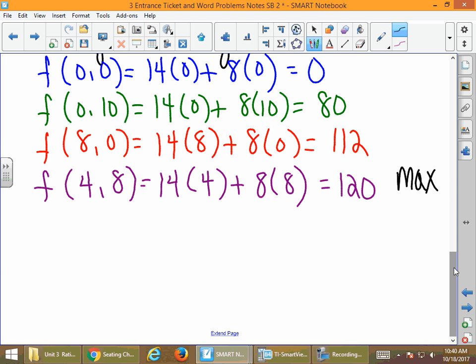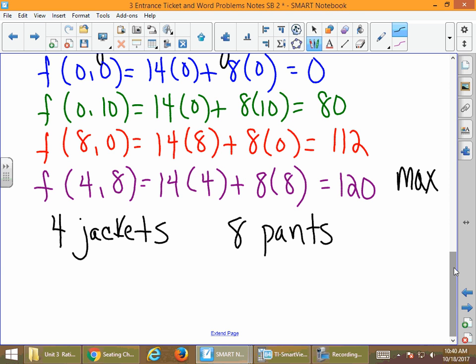Well, what this tells us is, remember, x are the jackets. We're going to have to make 4 jackets, and we're going to have to make 8 pairs of pants for us to make the most money. And the amount of money that we're going to make on that is going to be $120 of profit for that combination.